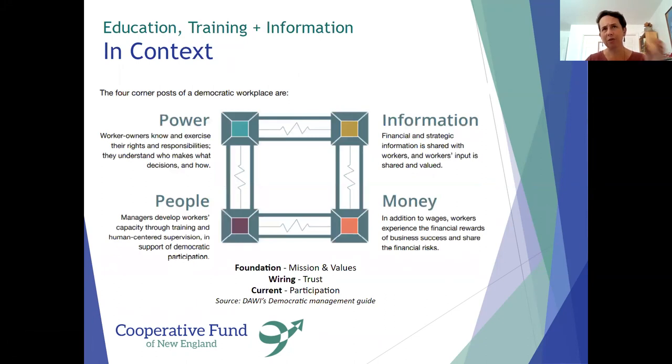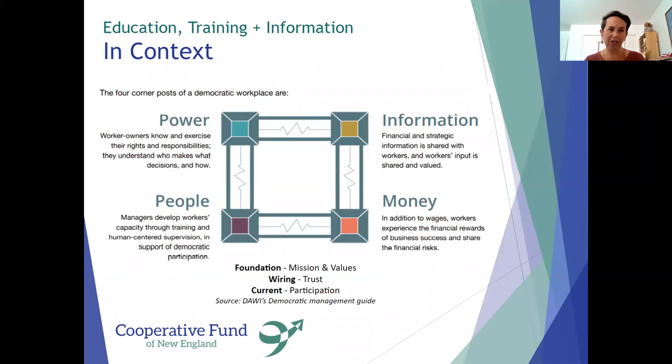So this is a structure that was put together by Democracy at Work Institute for worker co-ops, but I think it's really applicable broadly to any co-op entity. They say a co-op is like a house. You've got four corner posts: power, people, money, and information. Then you've got the foundation, which is the co-op's shared mission and values, the wiring, which is the trust, and the current running through that wiring is the participation of all the members.